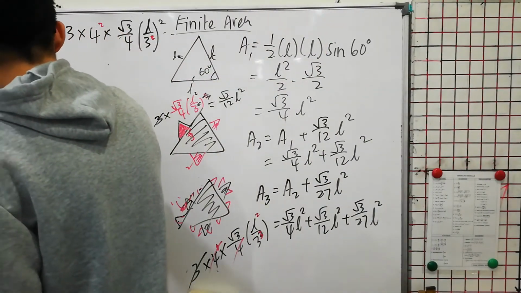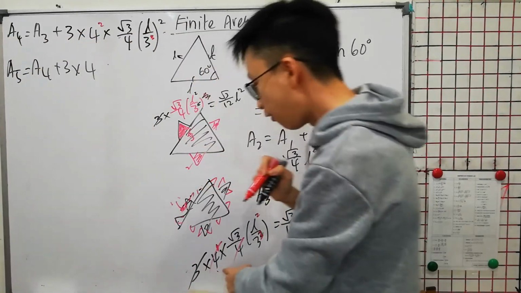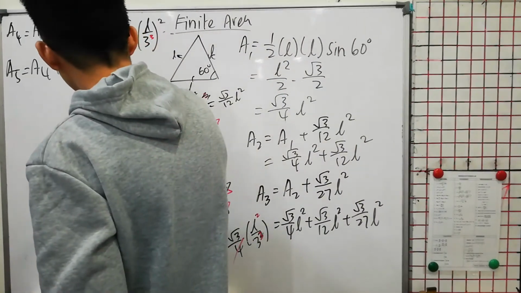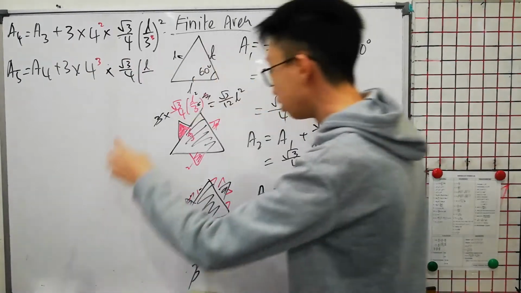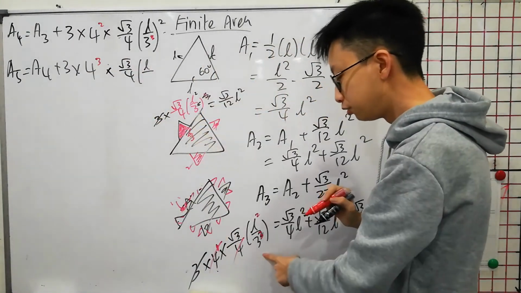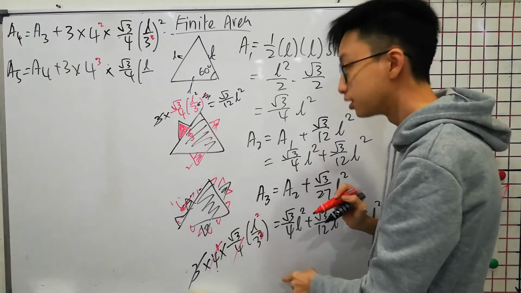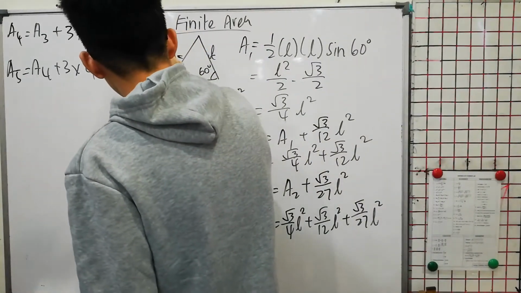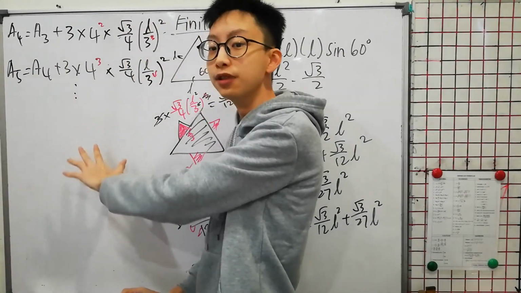A5 will be A4 plus 3 times 4 to the first power, 4 to the second, 4 to the third, times root 3 over 4 times (L over 3 to the first power, 3 to the second power, 3 to the third power, 3 to the fourth power), then you square it. And you can do it for infinitely many times.